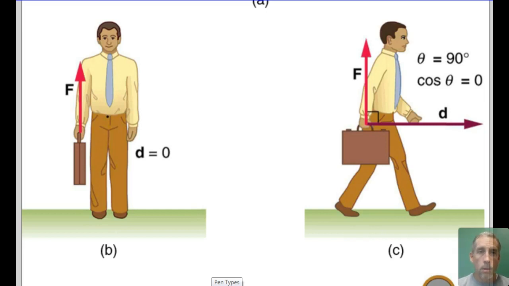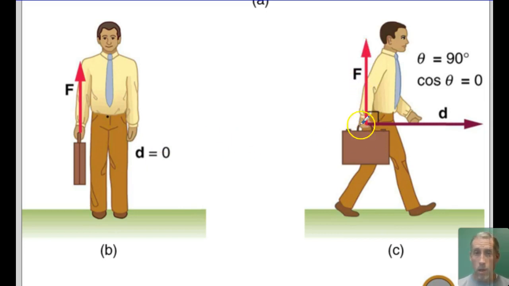Here's the same person, maybe he's going to work on Monday after the lawn is all mowed. He's holding his briefcase with a vertical force, but because there's no motion, in this example there is no work done. So this is interesting. This is different than your concept of work. You can hold something really, really heavy, but there's still no work done if you don't move it anywhere. Well, even if you do move it, there's not always work done.